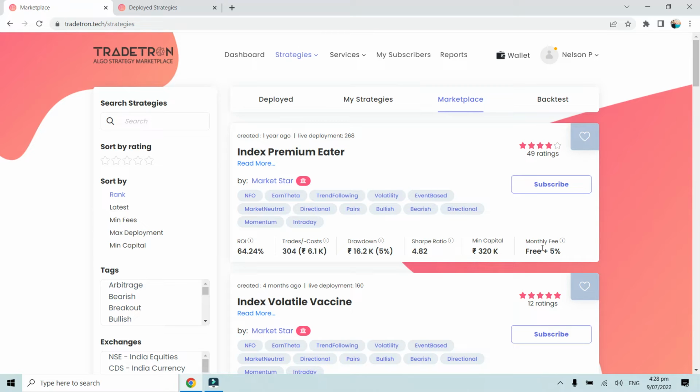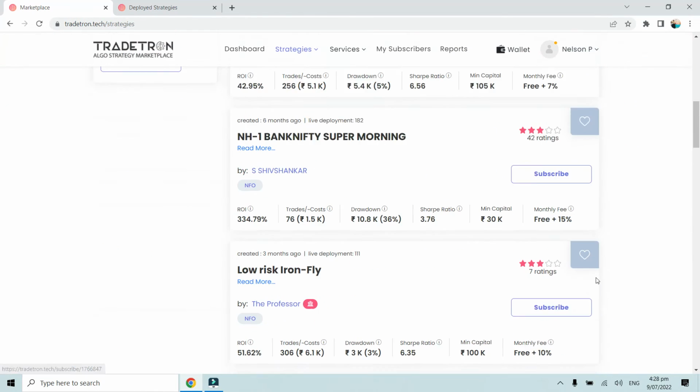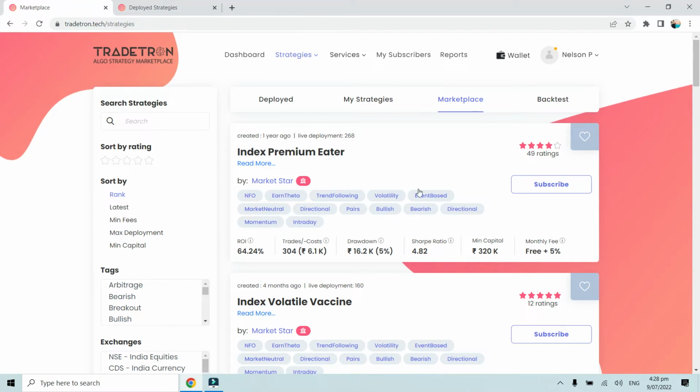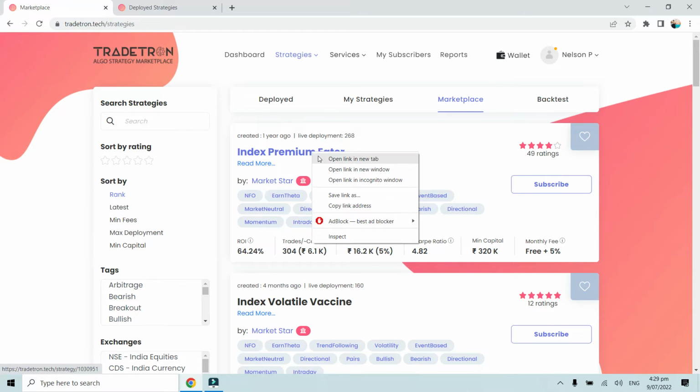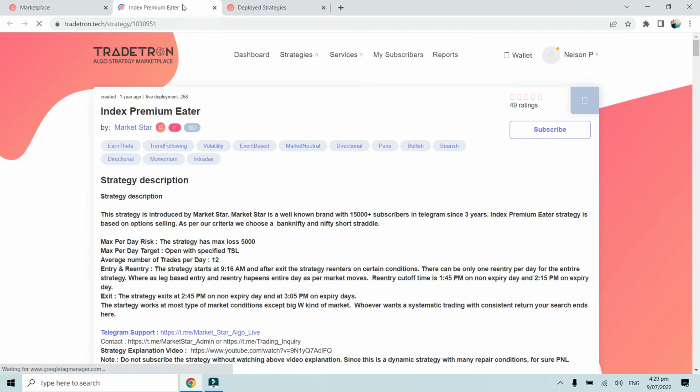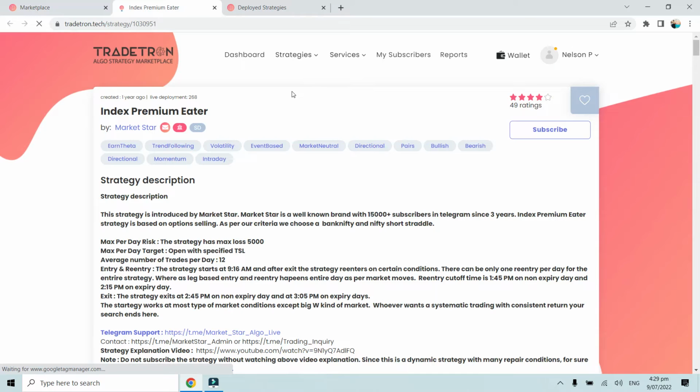All right, so those are the different parameters available on this page. Along with this, if you want more details of a particular strategy, you can just scroll over here. For example, this is the strategy name. In order to get more details, you can open this in a new tab or a new window, or click on this strategy. Over here, you will see a detailed strategy description given by the creator of what this strategy exactly does.